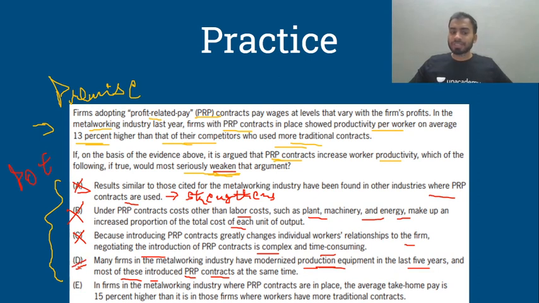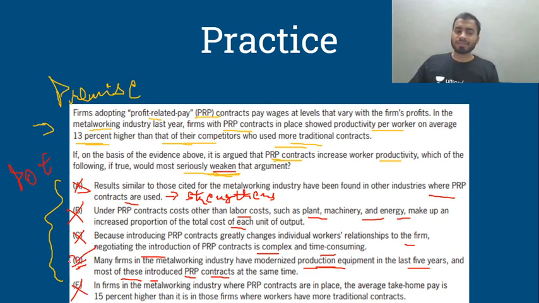So, I'm going to consider this. E. In firms in the metalworking industry where PRP contracts are in place, the average take home pay is 15% higher than it is in those firms where workers have more traditional contracts. Again, they're only saying where pay is more and where pay is lesser. We don't know anything about productivity, right? So that is why we'll eliminate E as well.